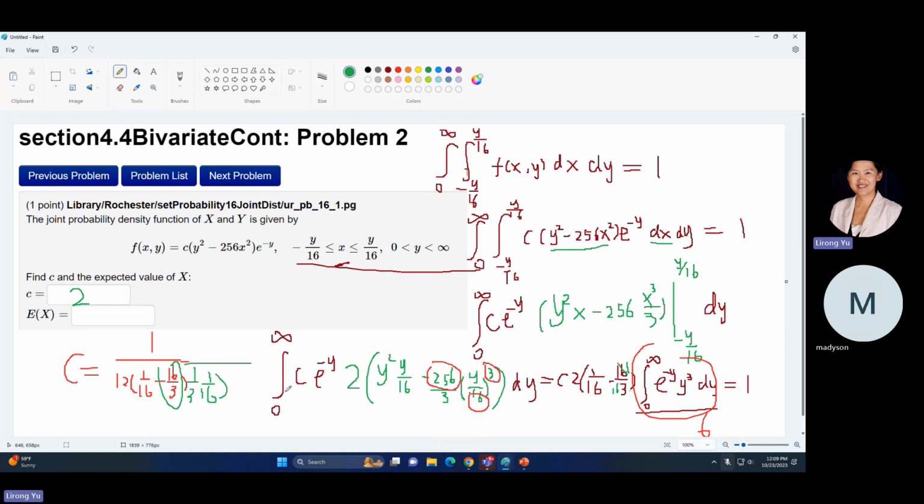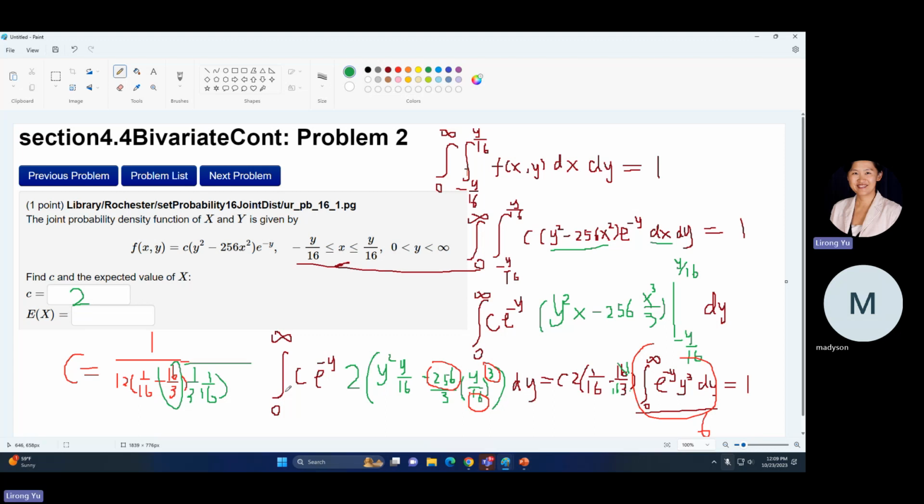We would use the same integration limit. If you are calculating E of x, there should be an x here, x times the density, and then the double integration to give you the expectation. This is going to be 2. There's an x in here. It will change this inner integral.